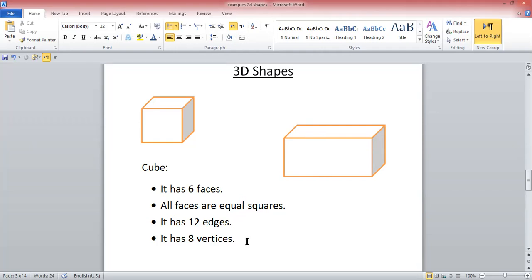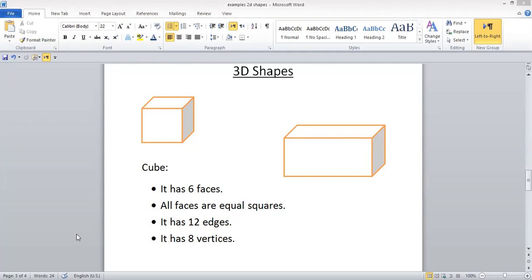Okay, so can I go down and start writing for cuboid? Yes or no? Okay. I'm giving you some time. Let's check the edges and vertices of the cuboid also.